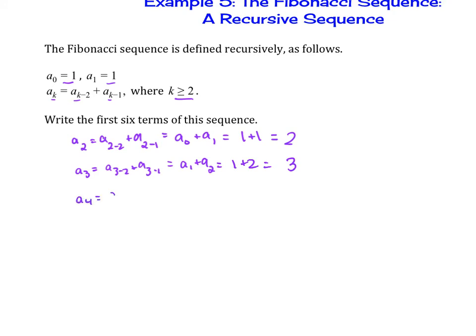Then the next one, a sub 4 is a sub 4 minus 2 plus a sub 4 minus 1. So a sub 2 plus a sub 3. And so, again, that's the previous terms. So we're looking at 2 plus 3, which is 5. And then, I hope you see that really what's happening is you're adding the previous 2 numbers. So 1 plus 1 gets us 2. 1 plus 2 gets us 3. 2 plus 3 gets us 5. And then 3 plus 5 will get us 8. So, it's just the practice in plugging it in there, of finding the values.